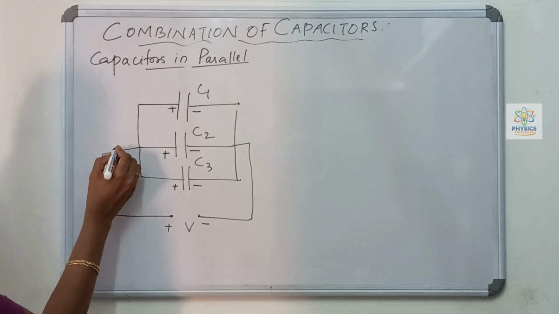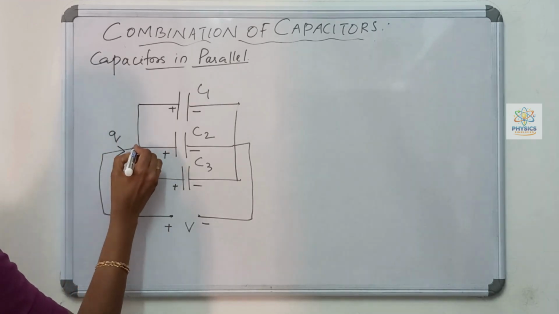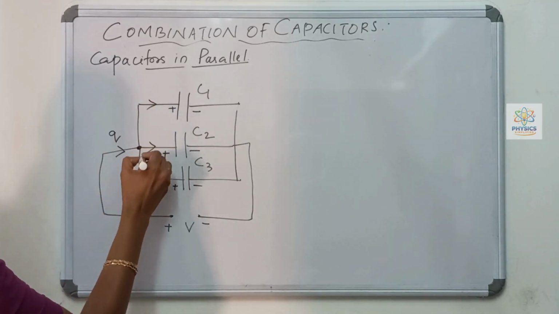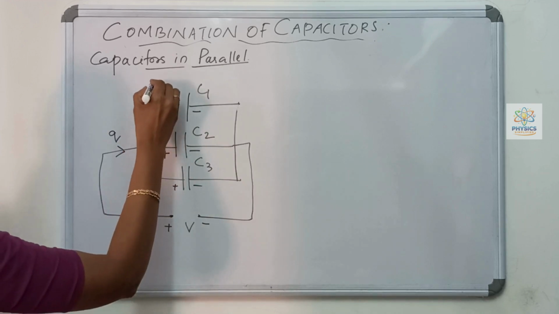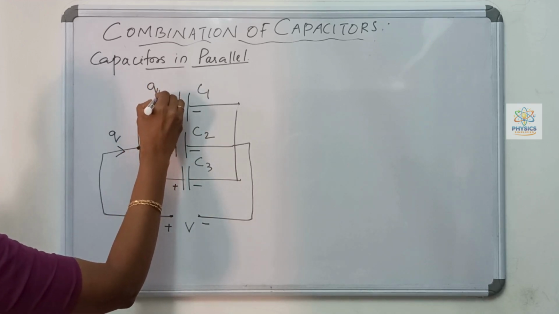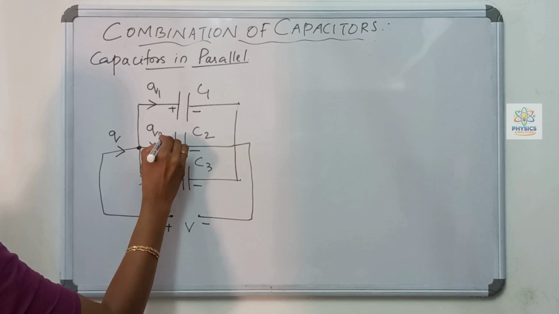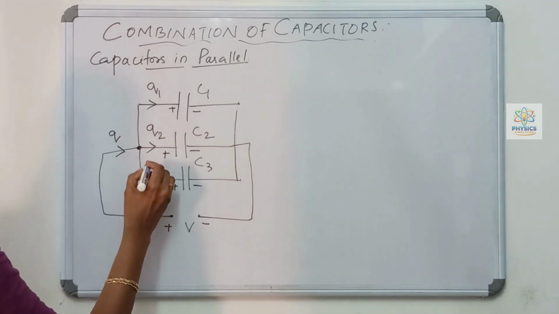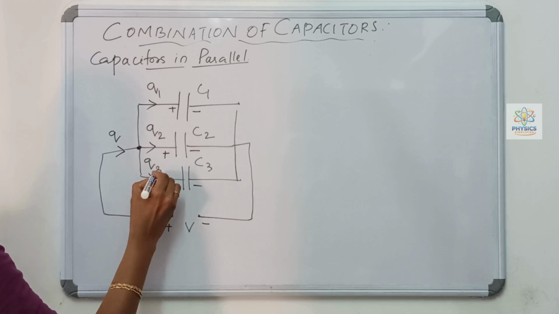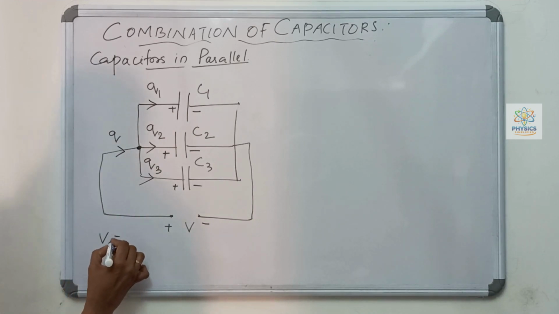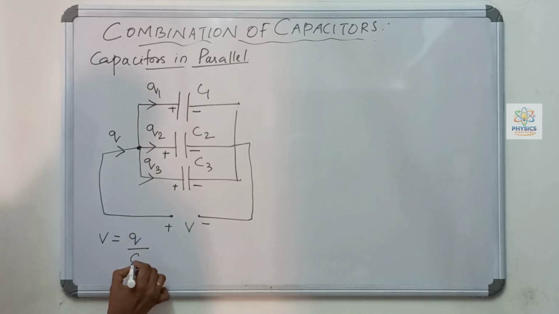So the charge Q entering at this point can be split up into 3 different parts. One is Q1 through the capacitor C1, Q2 is the charge through the capacitor C2 and Q3 is the charge to the capacitor C3. So you know this equation, V is equal to Q by C.